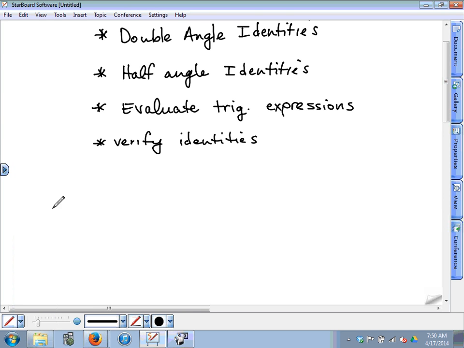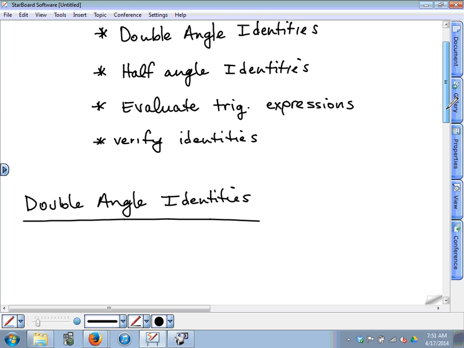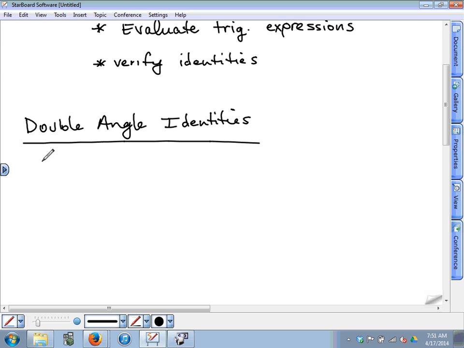So let's get to it. Double angle first. Starting with sine. Sine of 2 theta. That would be known as a double angle. It's an angle theta that's just been doubled. 2 theta.